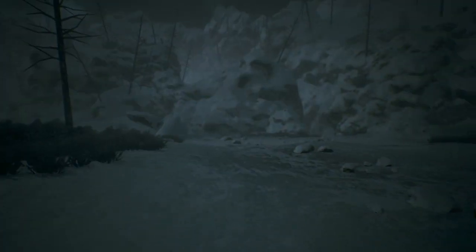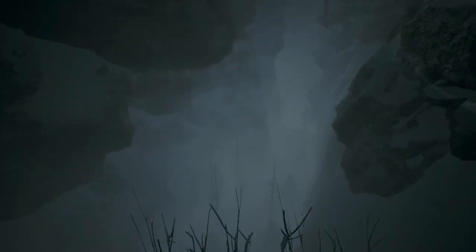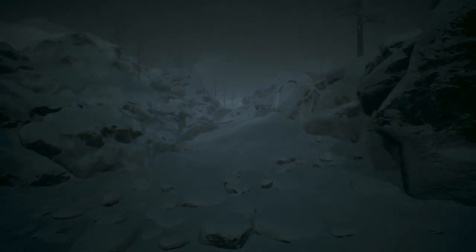Uh-oh. Oh no. Don't know where to go. I think we got rid of him, whatever that is. Whoa. That could have been a bit close. Only thing is we got to go back up there to that, whatever that is.